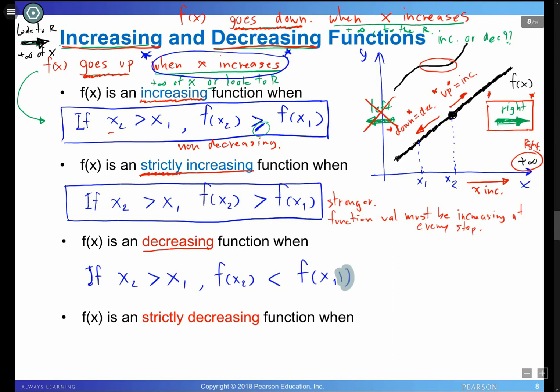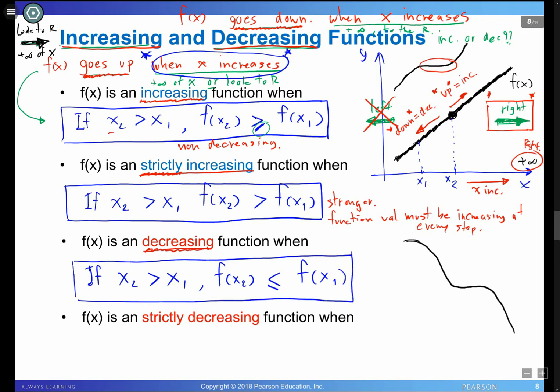But since this is just decreasing, not strictly, we have this equal sign right here. Less than or equal to. So your graph can appear to be something like this. Going down, and stay still, and going down. This is still considered a decreasing function. So this one, you can call it non-increasing.